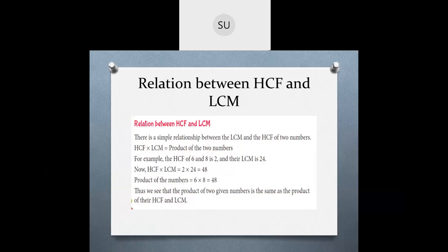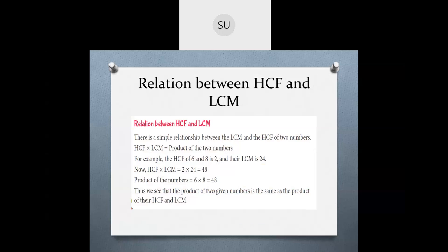Now, let's see what is the relation between HCF and LCM. Okay, so there's a simple relation between LCM and HCF of two numbers. So HCF multiplied by LCM is equal to the product of the two numbers.